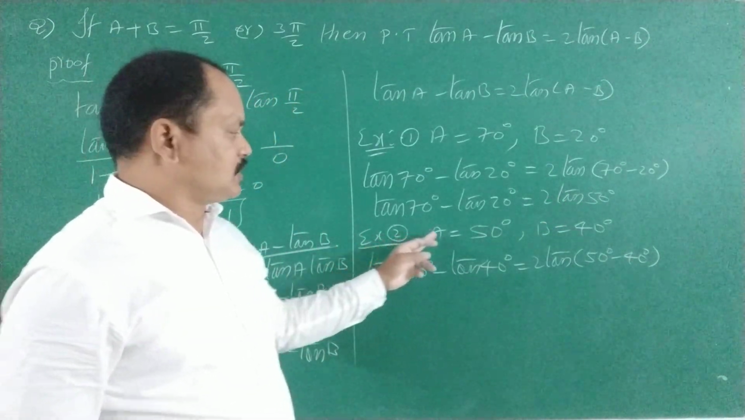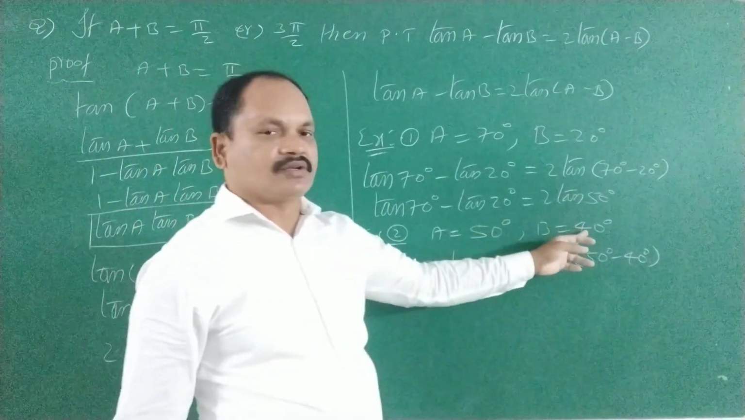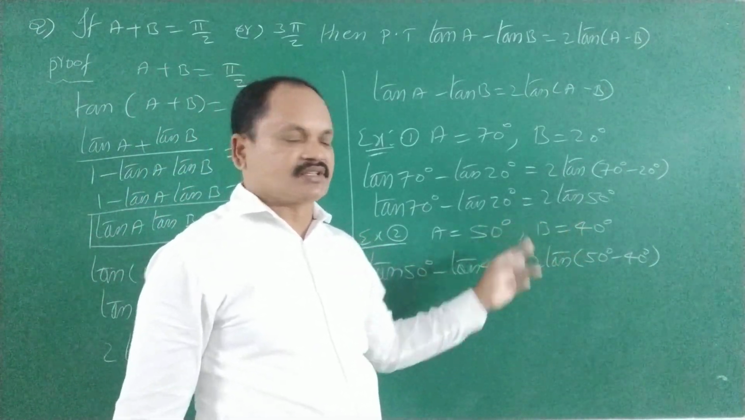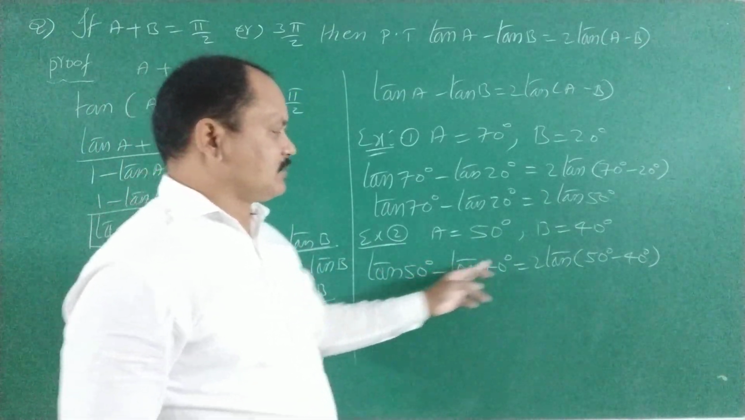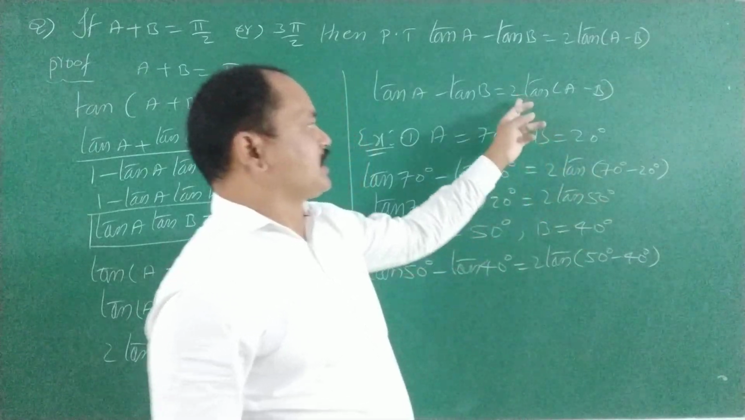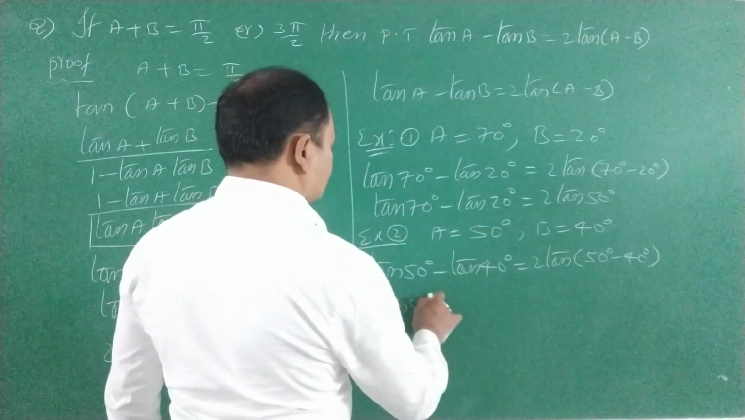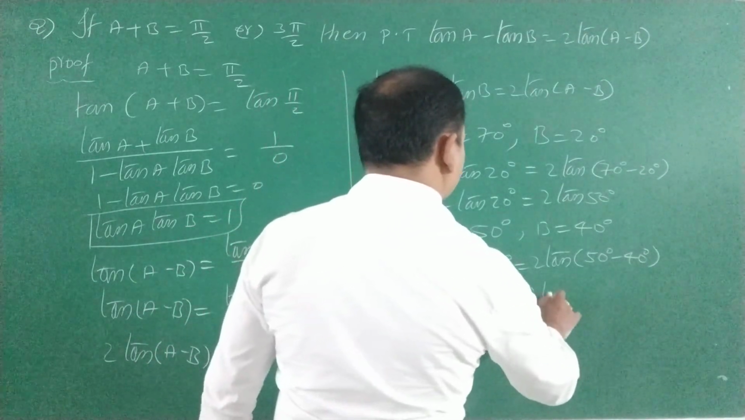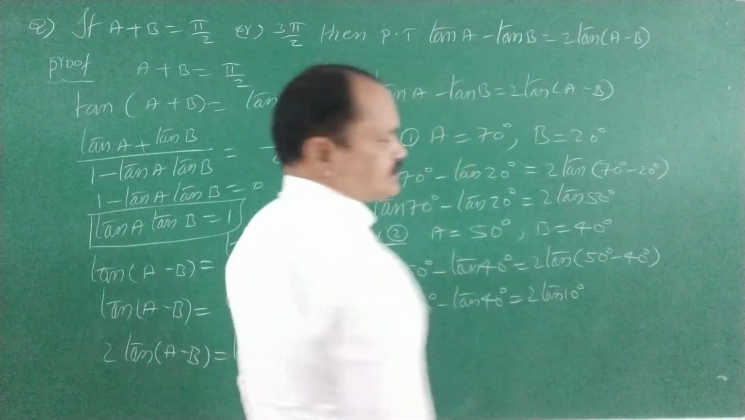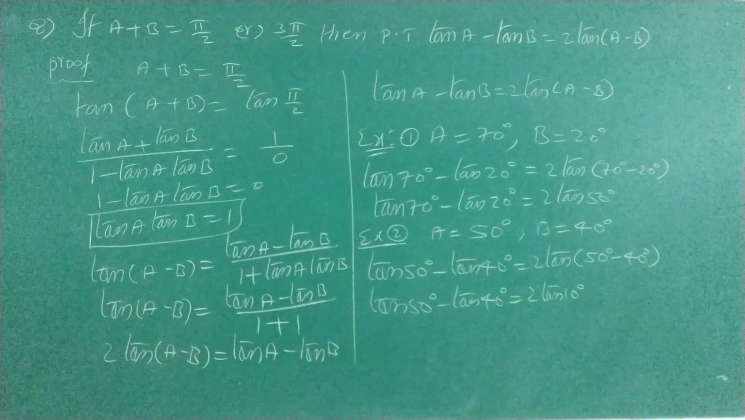Similarly, next question. Example 2: if A is equal to 50 degrees and B is equal to 40 degrees, so A plus B is 90. Then tan 50 minus tan 40 is nothing but 2 tan of 50 minus 40 according to this formula. That's why tan 50 minus tan 40 degrees is equal to 2 tan 10 degrees. Now we are going to one more concept.